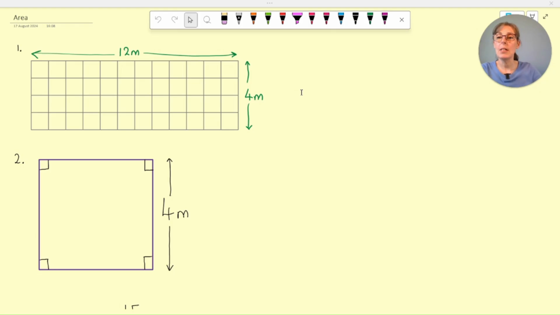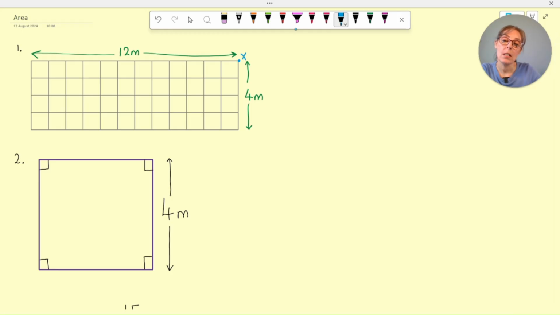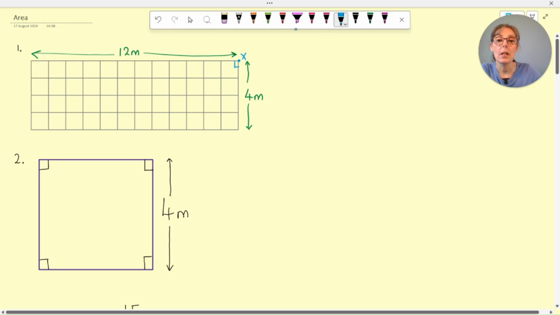Hi. Okay, let's have a little look at area. So I've got again the rectangle that we used before. We worked out the perimeter for this was 12 plus 4 plus 12 plus 4. So when we're talking about area, we're multiplying by the corner that meets the two different sides, as long as they meet at a right angle.